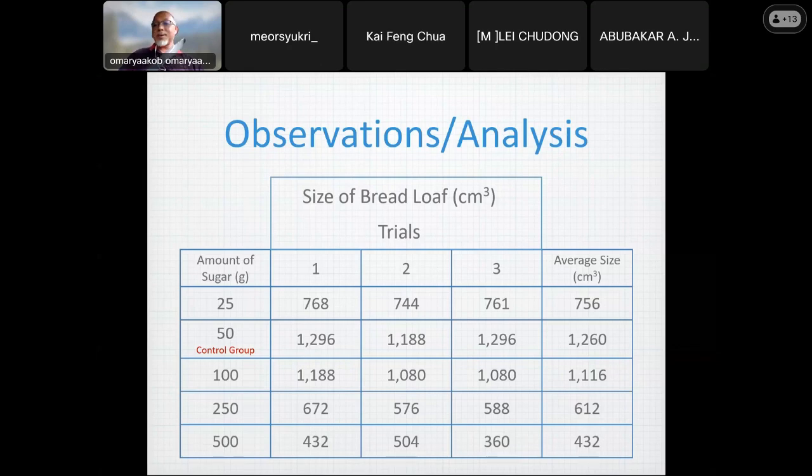Chua. Okay, yes, Chua. From the observation and from the result, the increase of the amount of sugar does not affect the size of the bread, and oppositely, when increasing the amount of sugar, the size will become smaller compared to the control group, where the amount of sugar is equal to 50 grams. So this is the conclusion that I have seen from the data. Thank you. Okay. Thank you, Chua.